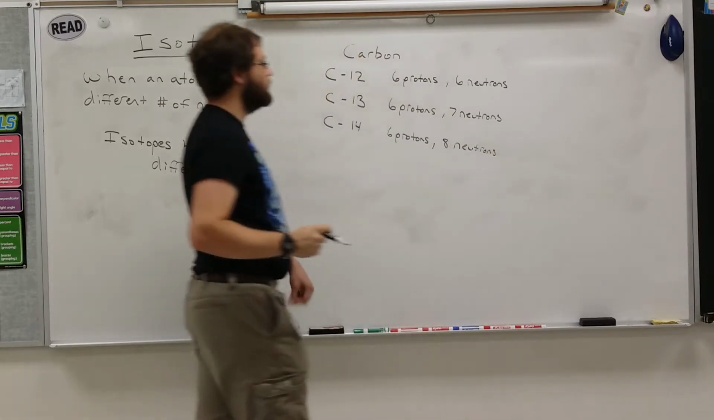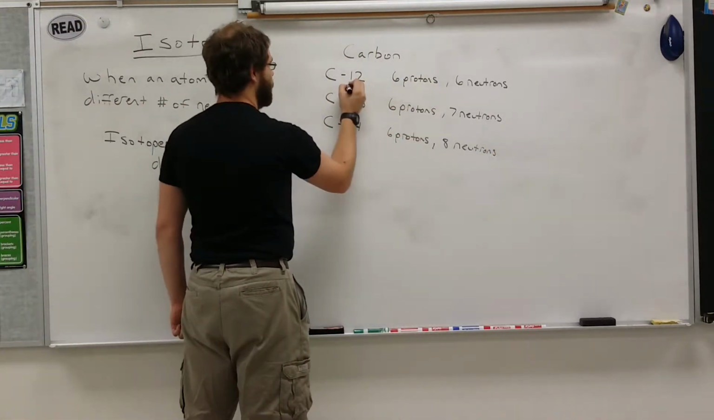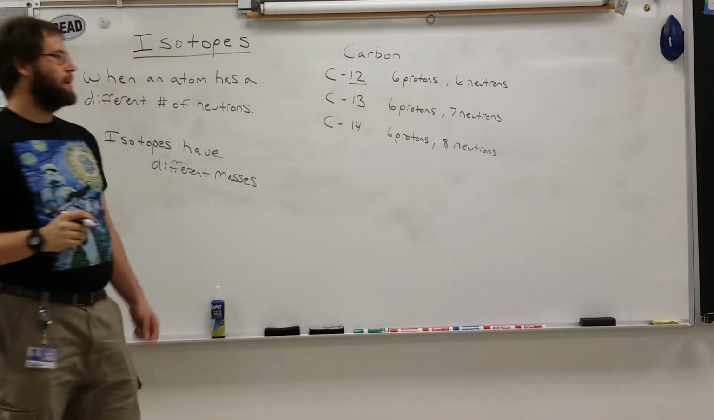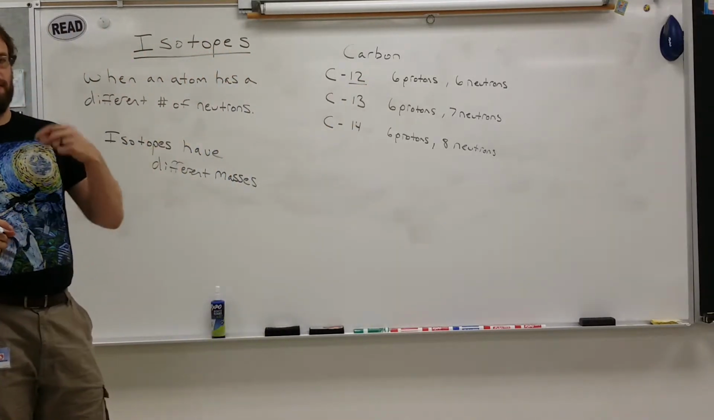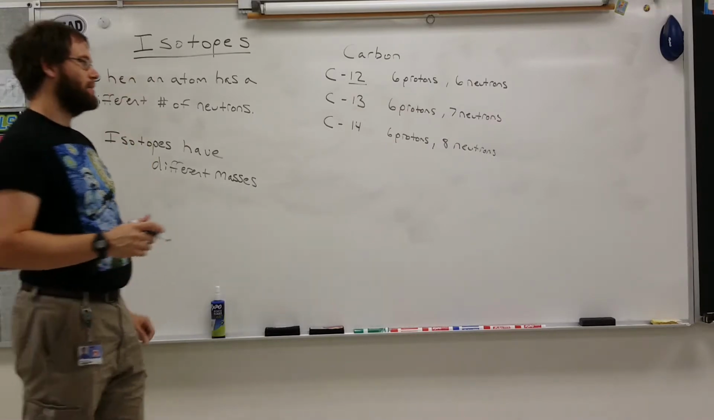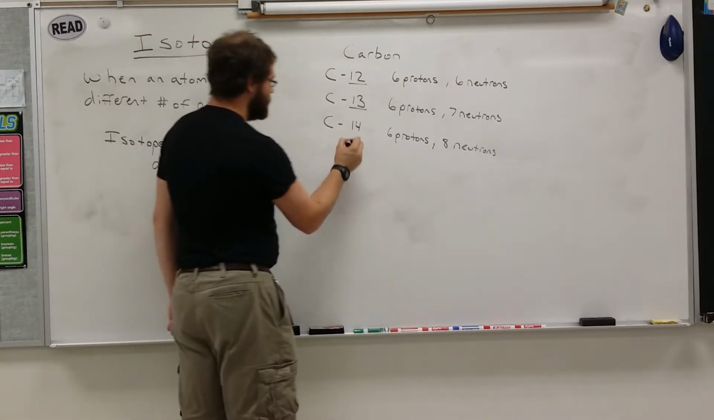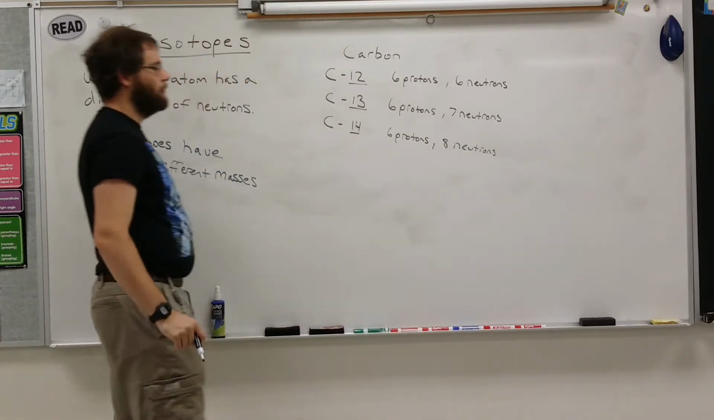So that means their mass numbers would all be different, right? C12 is going to have a mass number of 12, because it has 6 protons and 6 neutrons. Remember, the mass number is the amount of protons plus the amount of neutrons because they have mass. C13 would have a mass number of 13, and then C14 would have a mass number of 14.